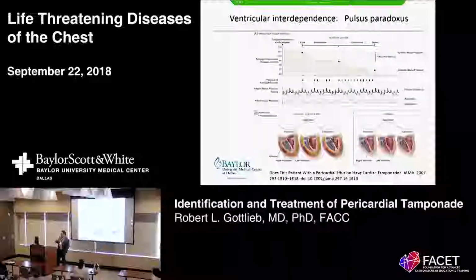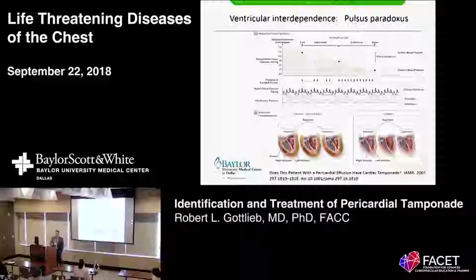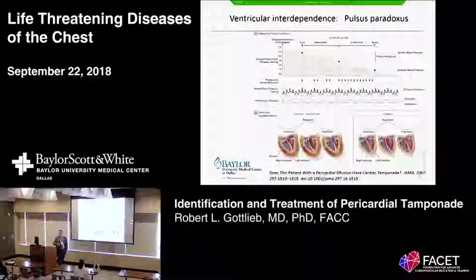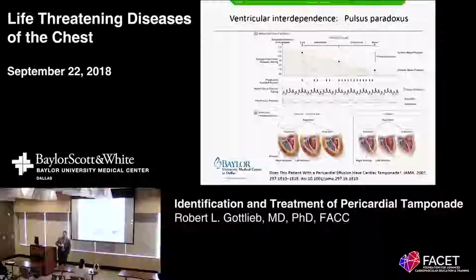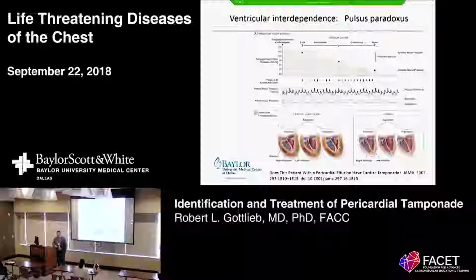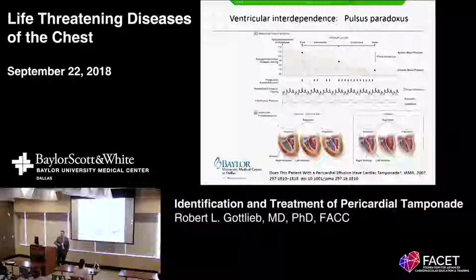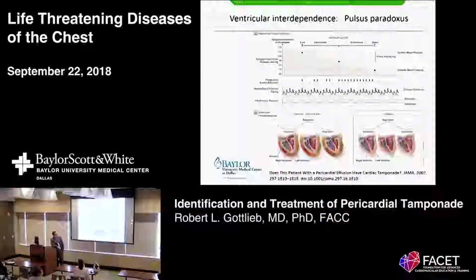And then I just wanted to show you this slide. Pulsus paradoxus is a classical finding. Pulsus paradoxus is not only pericardial. Bad COPD can have high respiratory swings. But with pericardial, if you didn't have pulsus paradoxus yesterday, you may suddenly have it. And so this is just a visual way of how to assess it and what pulsus paradoxus is.